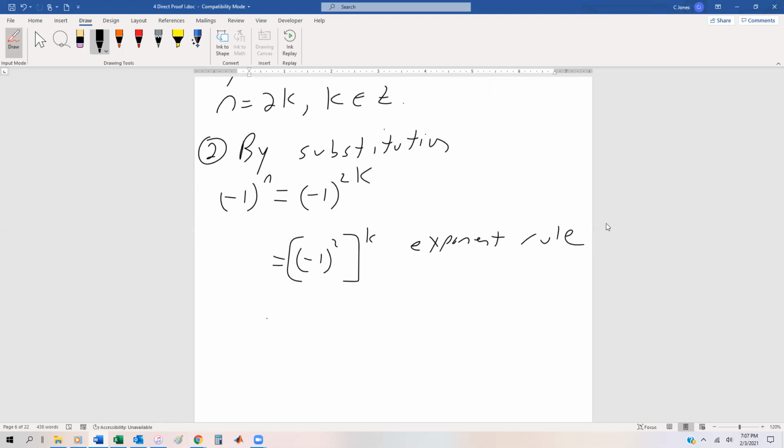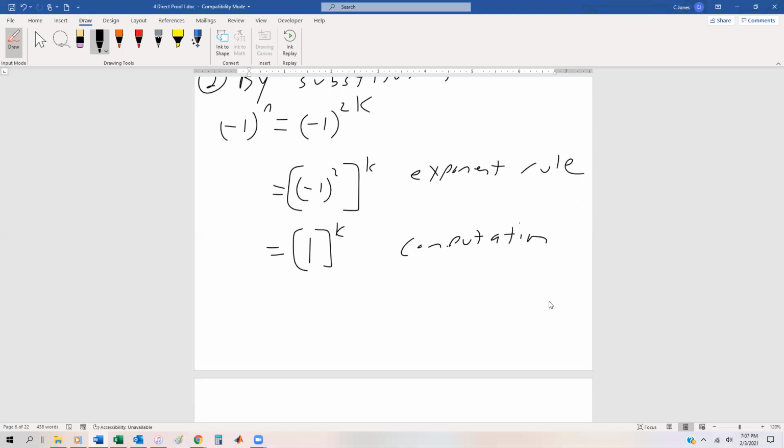And now what we can do is we can do some computation because we know that minus 1 squared is just 1 to the k. So this is by computation. And then finally, we have 1 to the k power. Well, 1 times 1 times 1 times 1 is going to be equal to 1, right? And what justifies that? Well, remember, 1 is the multiplicative identity, right? So if you really wanted to justify it, you would just say that this is the multiplicative identity. But you could just say exponent rules. All right. As long as you give me a justification, that's fine.